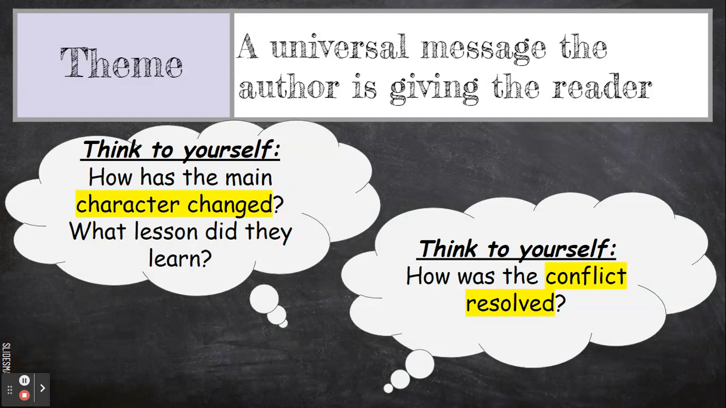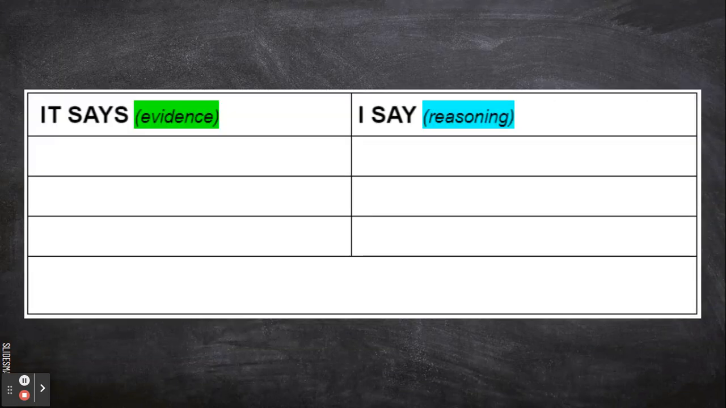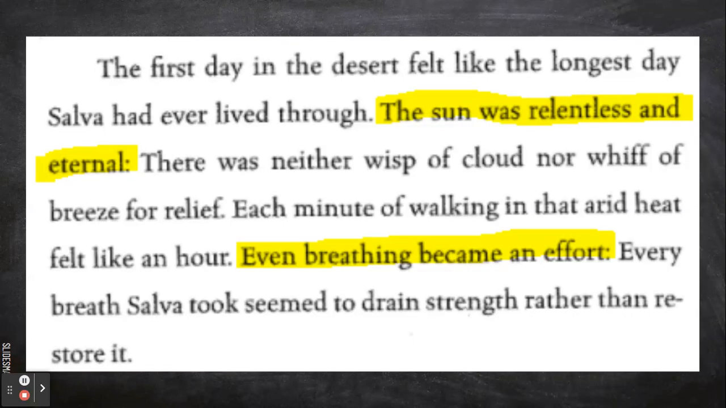Namely, if you're focusing on characterization, you can ask yourself, how has the main character changed? What lesson did they learn? Or if you're using conflict and resolution, ask yourself, how is the conflict resolved? We use 2-column notes to get there. Let's hear or see an example from A Long Walk to Water.